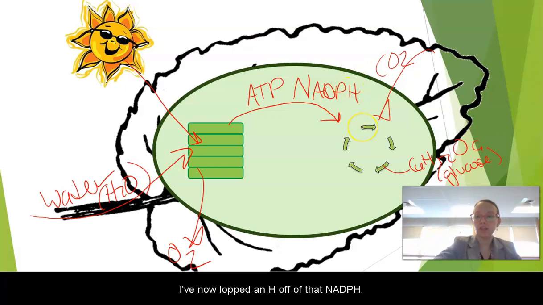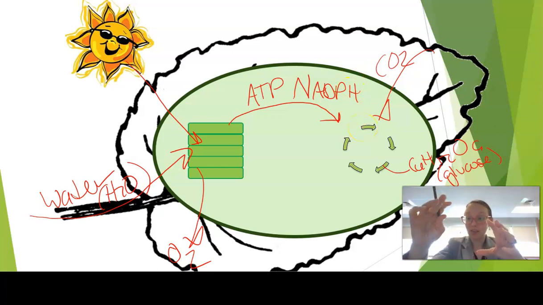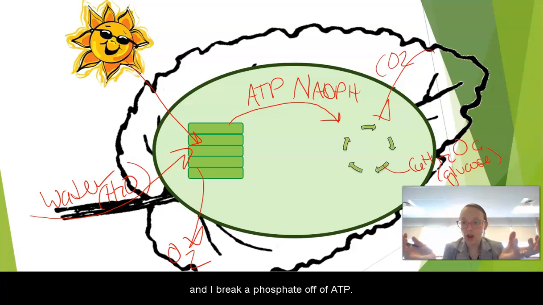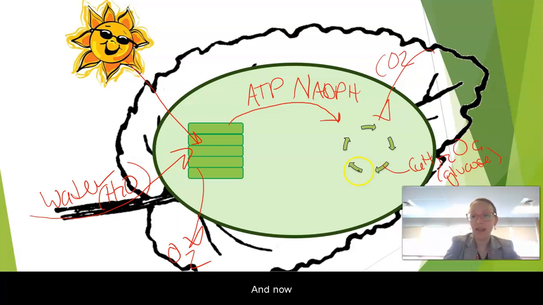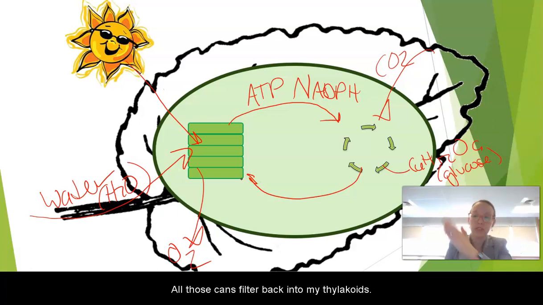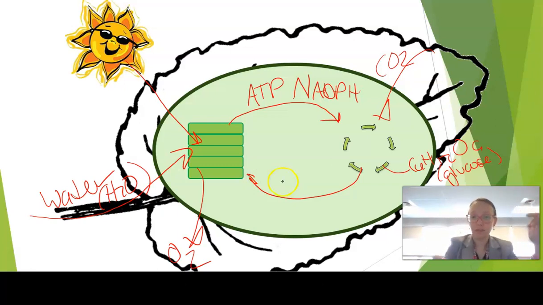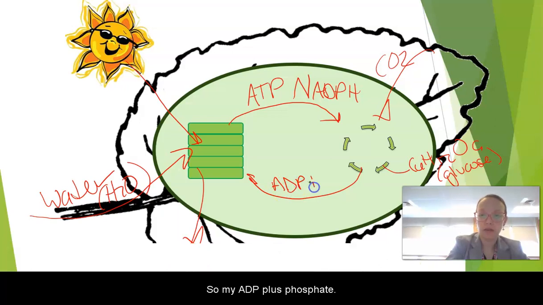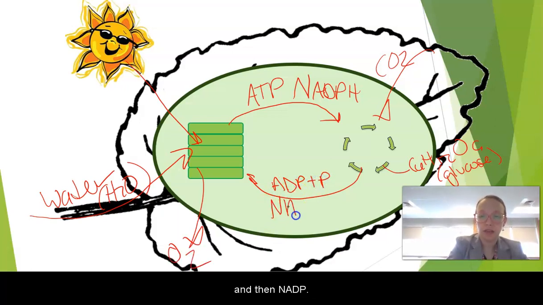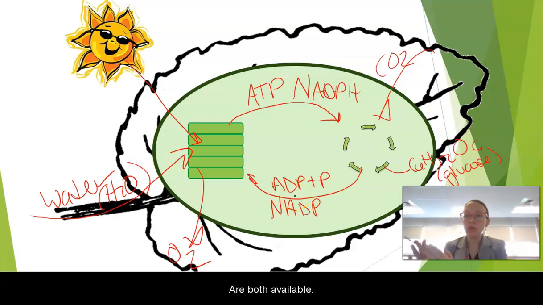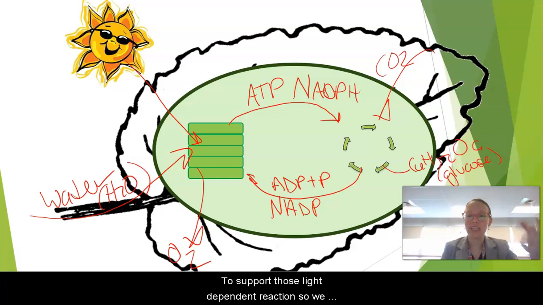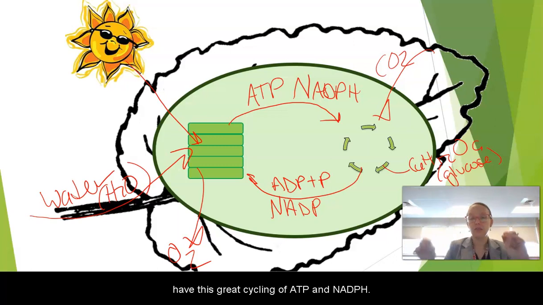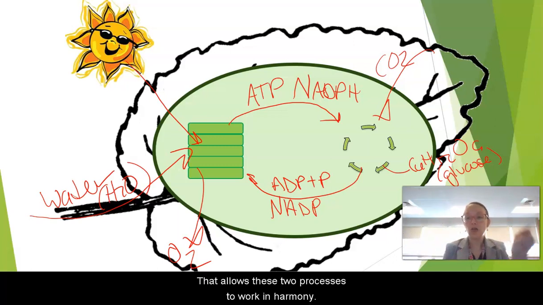I've now taken an H off of that NADPH, and I break a phosphate off ATP, and now all those can filter back into my thylakoids. So my ADP plus P and then NADP are both available to go back into the thylakoids to support those light-dependent reactions. So we have this great cycling of ATP and NADPH that allow these two processes to work in harmony.